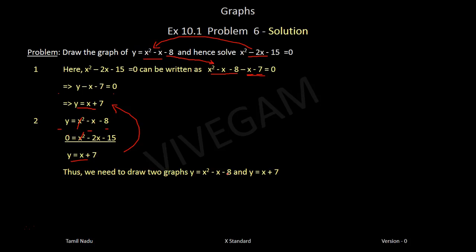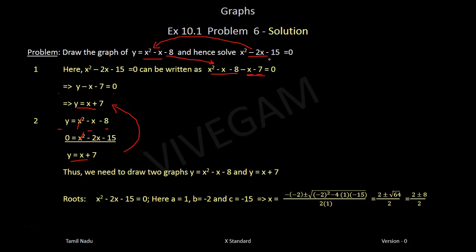But before that, we'll have to find the roots of this equation by algebraic method. Why do we need to find? Because we want to have the range of x values in a graph which will encompass the roots. Otherwise it's a little difficult. So what will you do? We will find the roots of the equation by algebraic method. This is basically the formula method. So here a equal to 1, b equal to minus 2, c equal to minus 15.